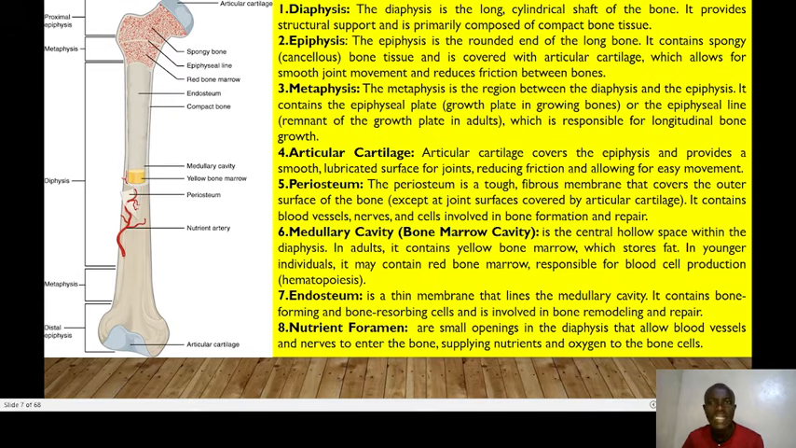This is the growth plate in bones, or the epiphyseal line in adults. So we have the epiphyseal line for adults or the epiphyseal plate, the growth plate, in children. Okay, and it's responsible for longitudinal bone growth. Okay, then the rest, we have the spongy bone at the proximal end. Okay, and this one will be containing the red bone marrow responsible for production of RBCs, white blood cells, and thrombocytes. Okay, thank you.